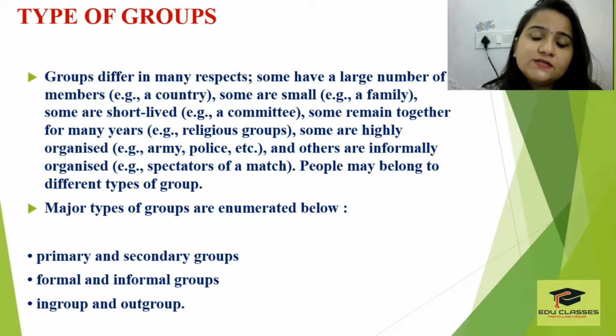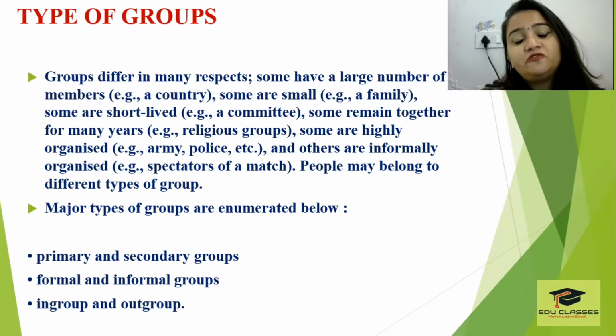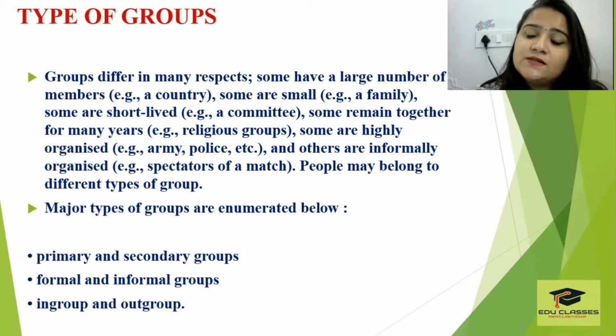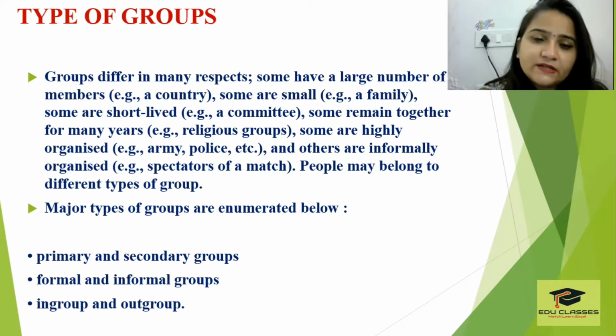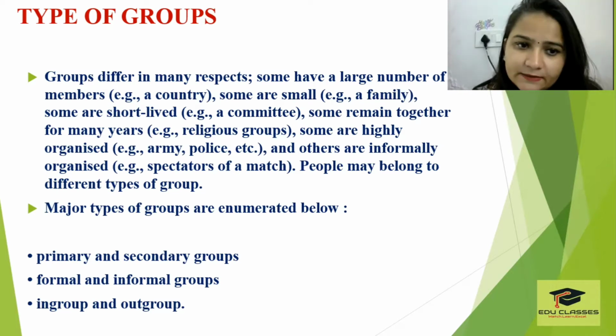and some are highly organized, like the army and the police. These are all groups or organizations which are very, very organized and they have a very clear structure. Others are informally organized, like the audience of a movie theater or spectators of a match. And we as people belong to multiple groups at the same time.